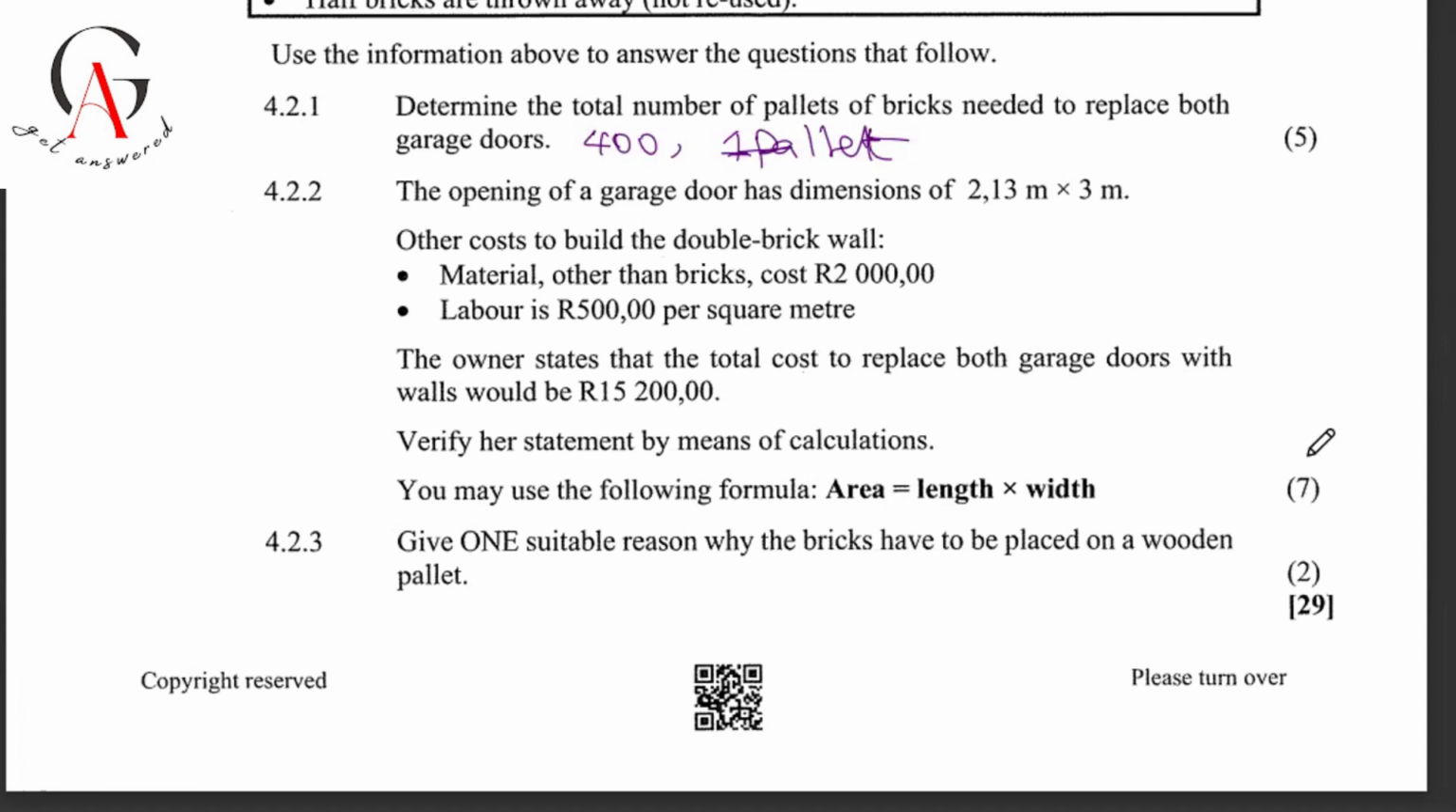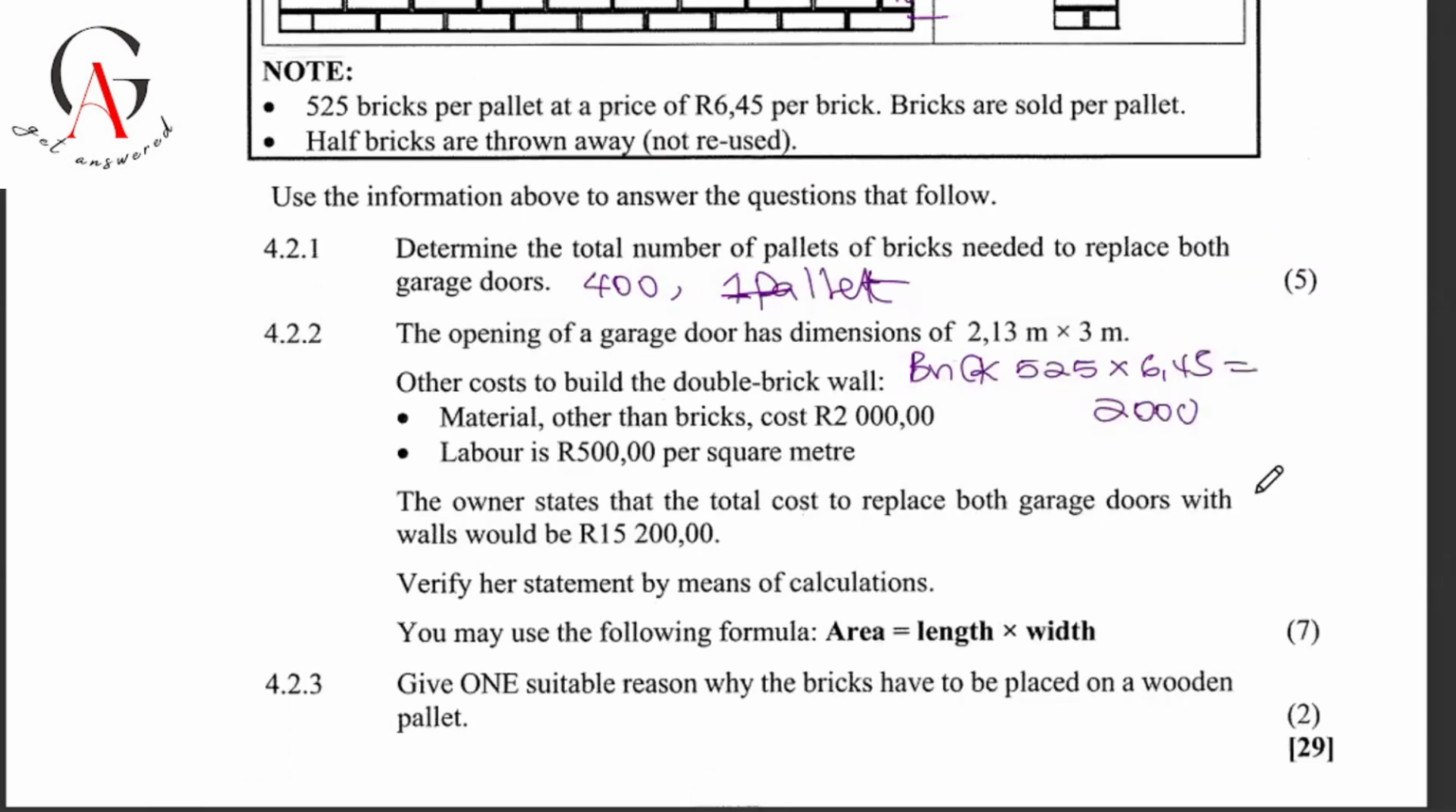So definitely, you're looking at cost. You have to buy the bricks. Each is sold differently, so each is 645. You buy the bricks. You have to buy the other material, which is 2,000. Then the labor part. So the area that's going to be covered, we need to know it. Area to be covered, they are telling us.